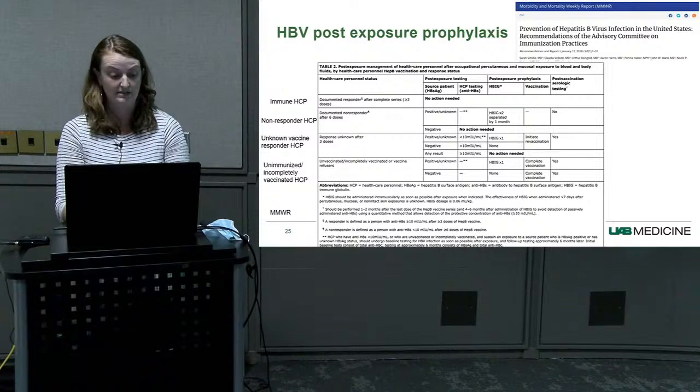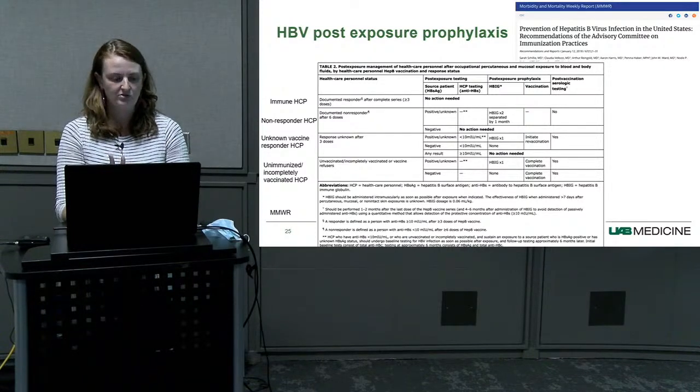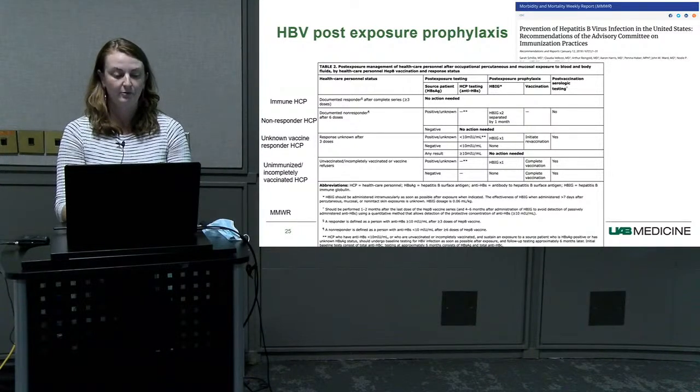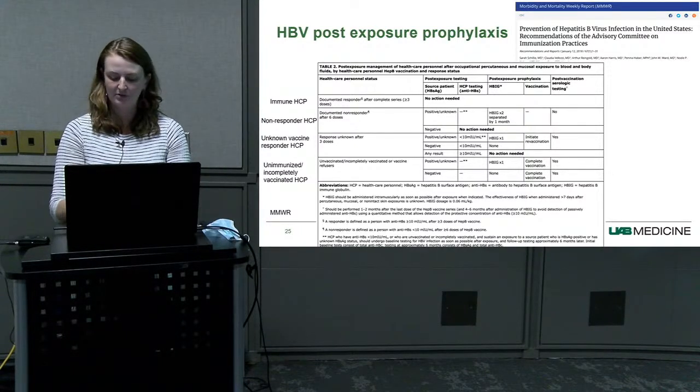They are considered protected. If you have someone who went through 2 series of vaccinations and they are still a non-responder, if the patient is truly infected with hepatitis B, then they would receive hepatitis B immunoglobulin times 2 as post-exposure prophylaxis. If we do not know the healthcare person's immunization status and they are not immune, then they not only get the immunoglobulin, but we vaccinate them. And then if they are unimmunized and they get exposed, we give them immunoglobulin and vaccinate them as well. So this table is published and easily searchable in the MMWR for quick review and is pretty handy to have on hand.